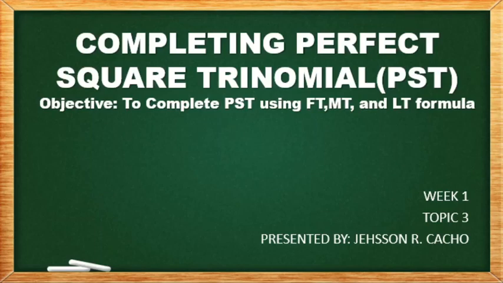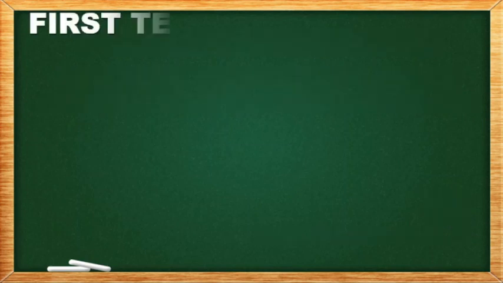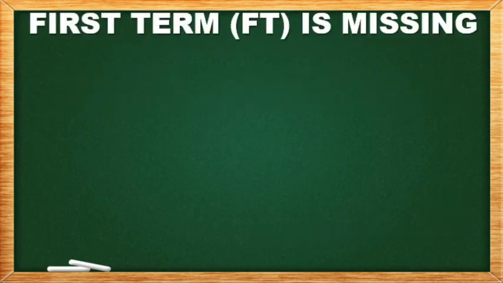Okay, good day. This is our second day of our topic, or part 2 of our topic about PST, completing perfect square trinomial. Ibig sabihin nito, it's either may nawawalang one term sa given trinomial. It's either the first term, middle term, or last term. So check natin. What if first term is missing?